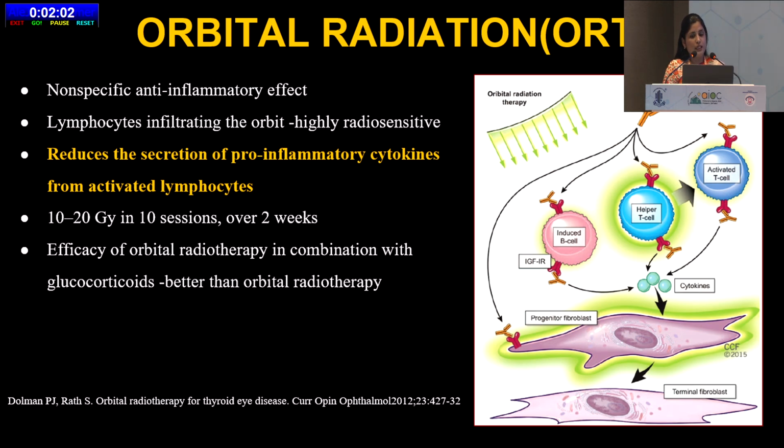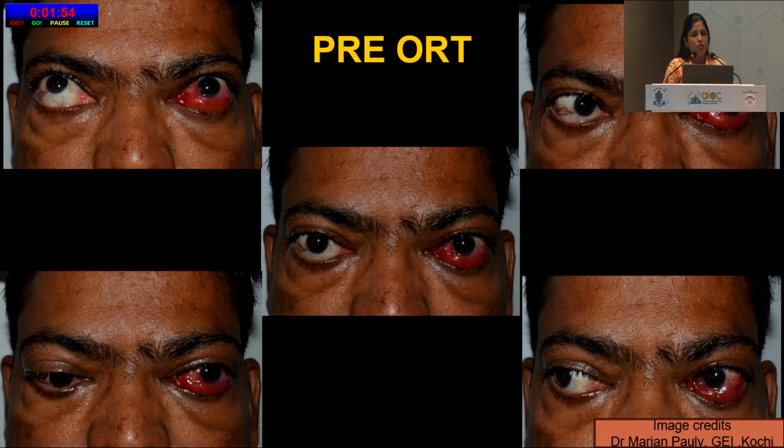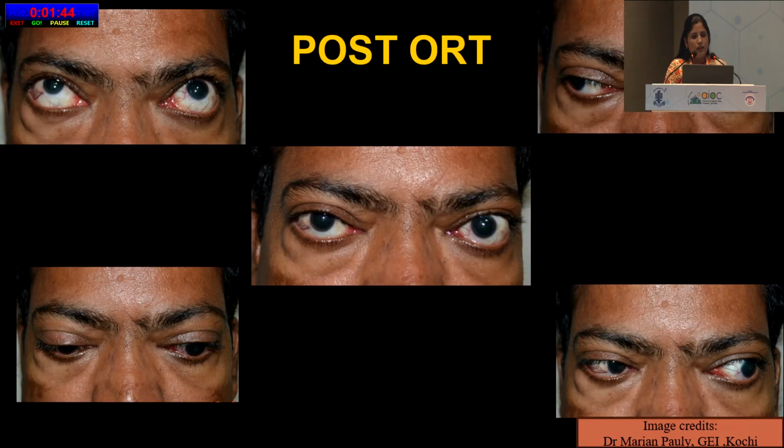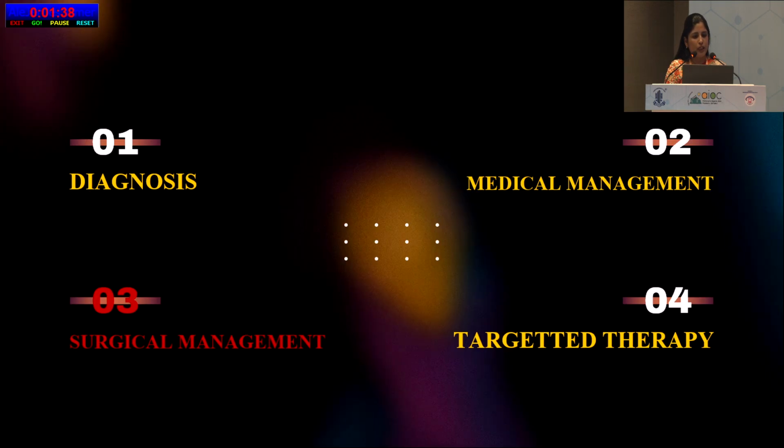Then orbital radiation therapy, it is the most controversial, I feel. It reduces the secretion of pro-inflammatory cytokines from activated lymphocytes. So this was one patient who presented like this, who was given pulse methylprednisolone therapy along with mycophenolate mofetil. There was remission, but he relapsed later. He was not ready for any surgical treatment. So orbital radiotherapy was given, and this was the final outcome.